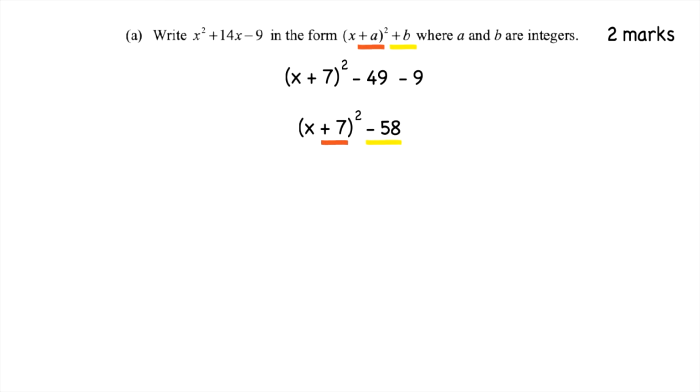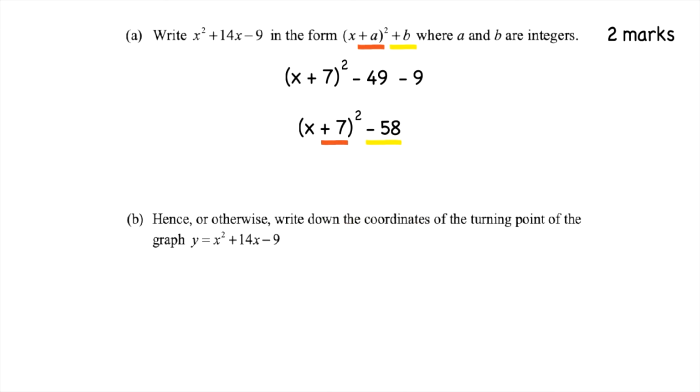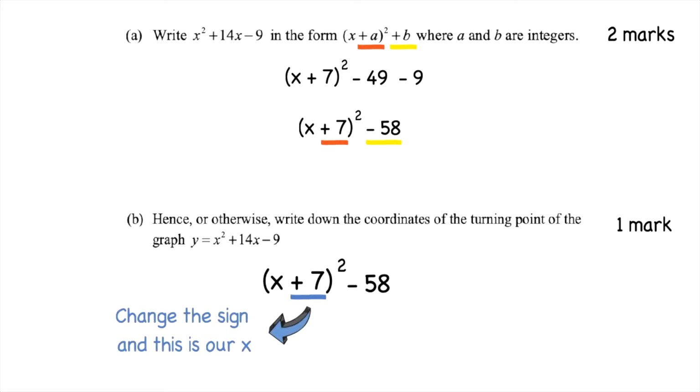This question had a part B, so pause the video again and see if you can work out the turning point. So remember to find the x coordinate, we change the sign of whatever is in the brackets with the x, so the x coordinate will be -7. And the y coordinate is whatever is on the end, so y will be minus 58.